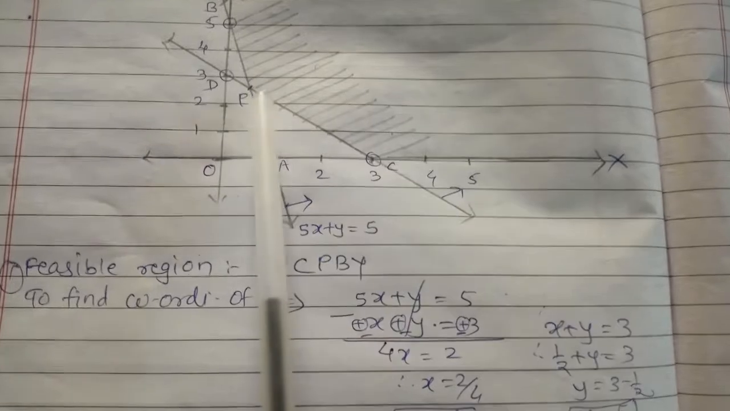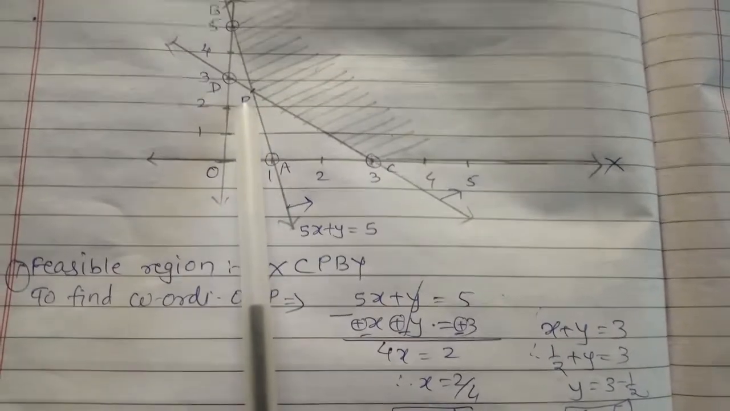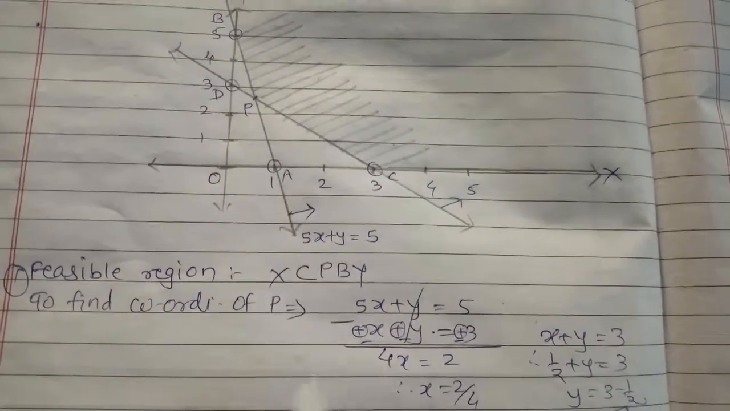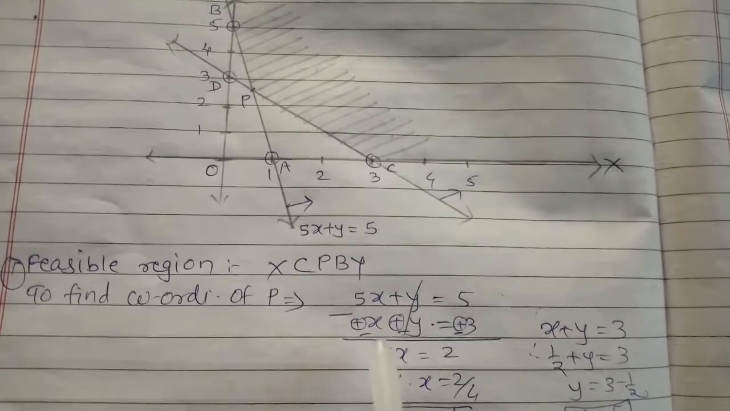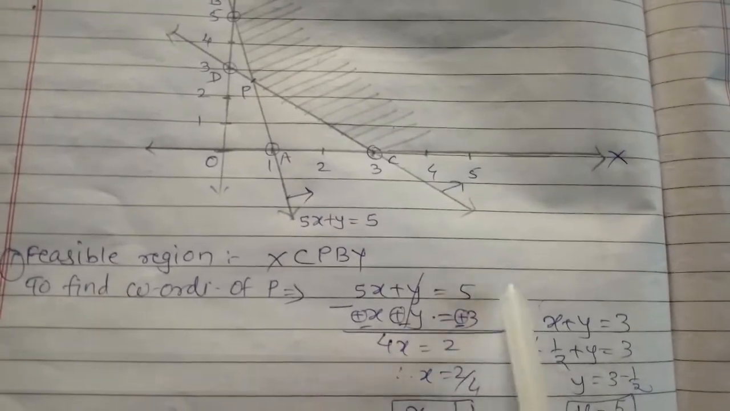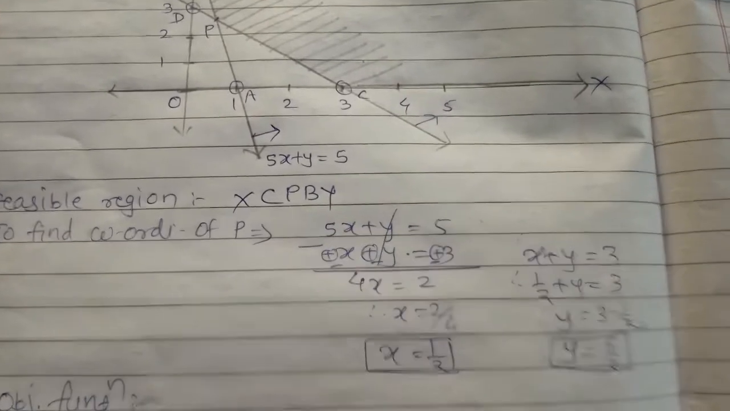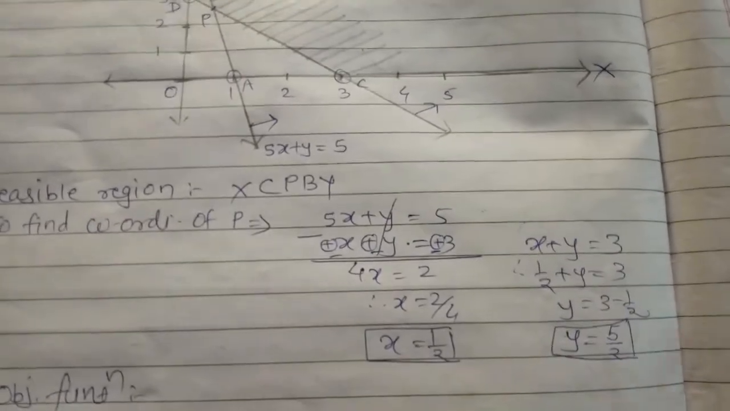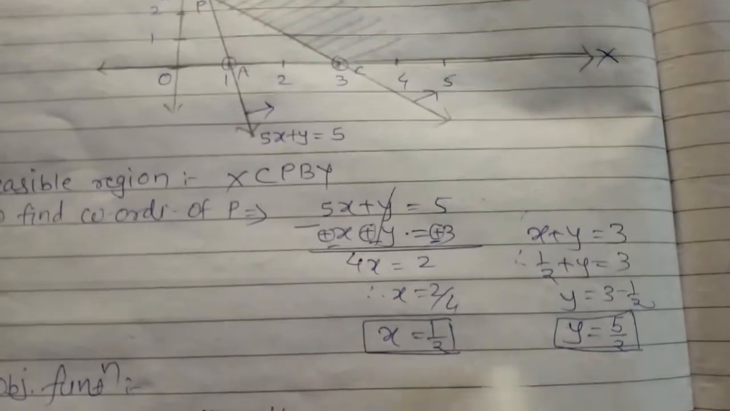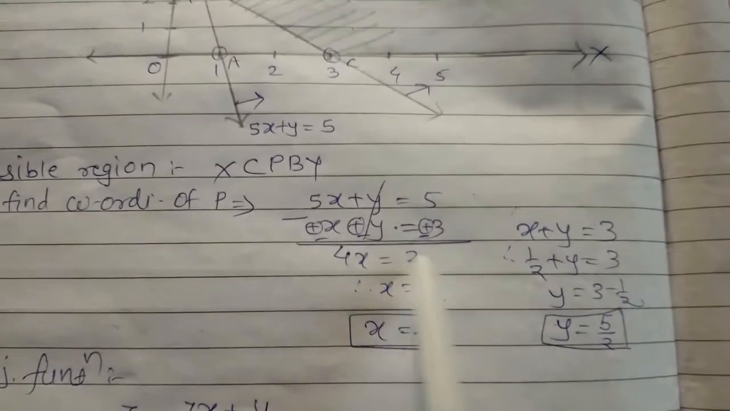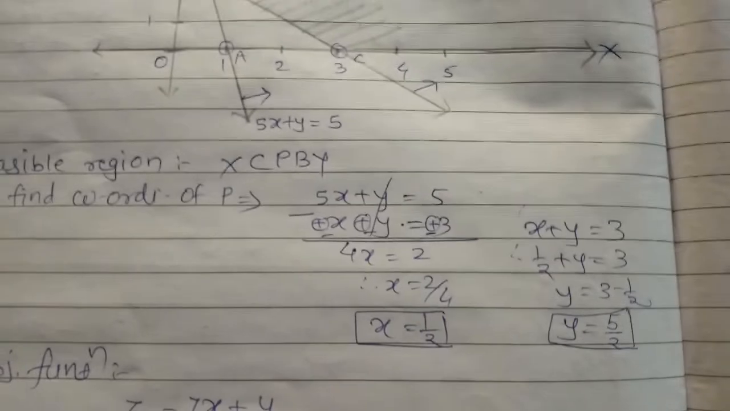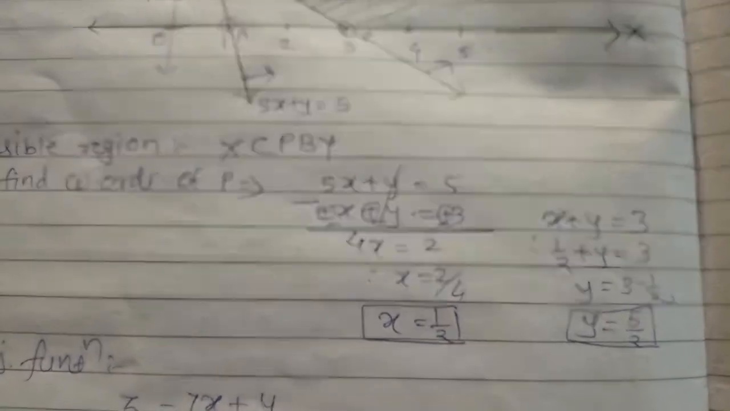So first we have to find out the coordinates of P, since it is the point of intersection of these two lines. So 5x plus y and x plus y. By solving this we get the value of x as 1/2 and the value of y as 5/2. So these are the coordinates of x and y. We solve it by using the simultaneous equation method.